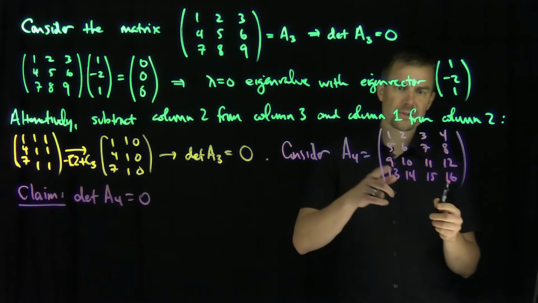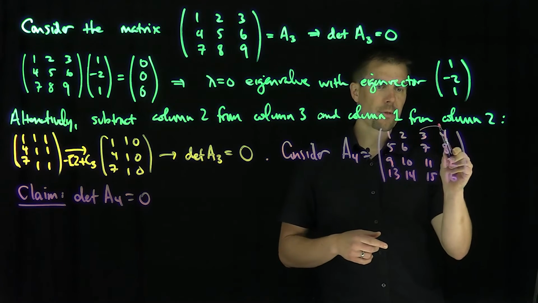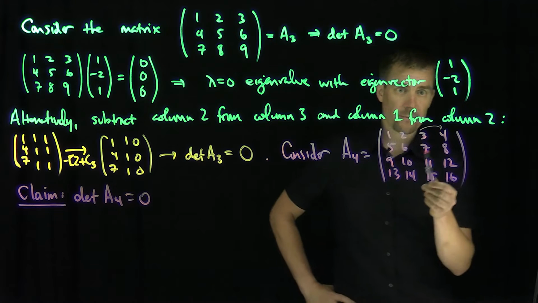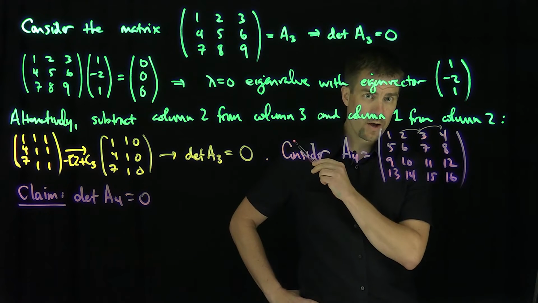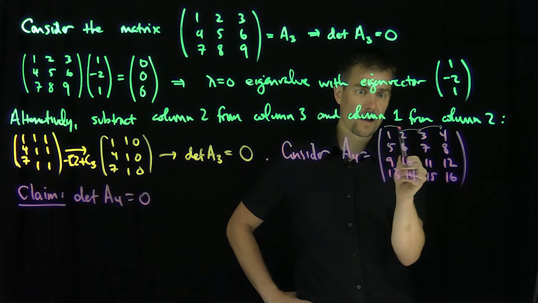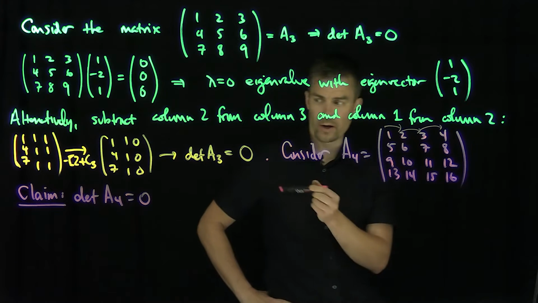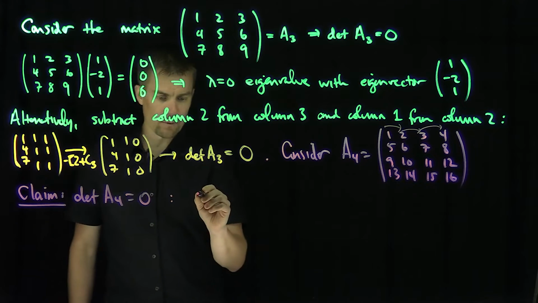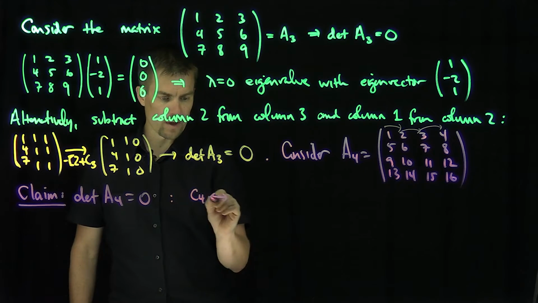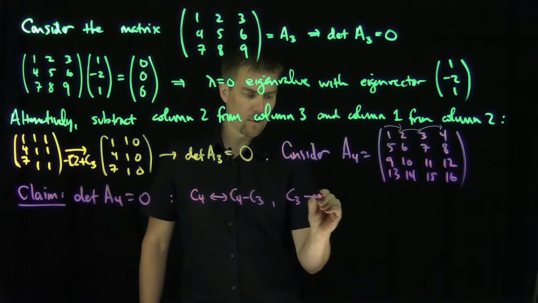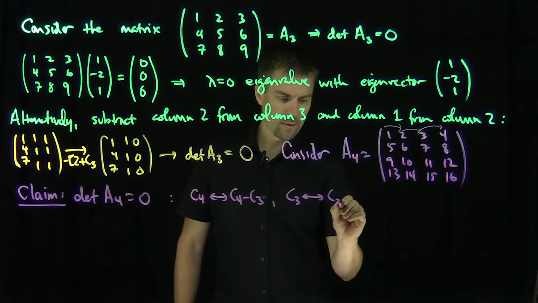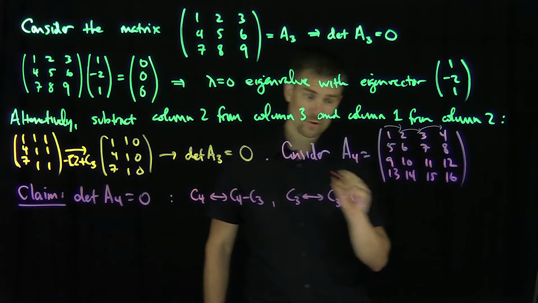Well, now of course you can see the same sort of structure over here. If I do column 4 minus column 3, I'll get all 1s. If I do column 3 minus column 2, I'll get all 1s. If I do column 2 minus column 1, I'll get all 1s. So in other words, we can see this by the following. Column 4 can be replaced with column 4 minus column 3. That won't change the determinant. Column 3 will be replaced with column 3 minus column 2. That won't change the determinant.